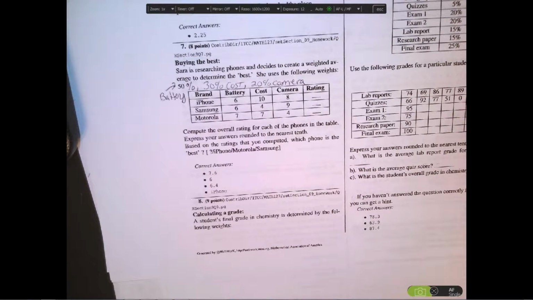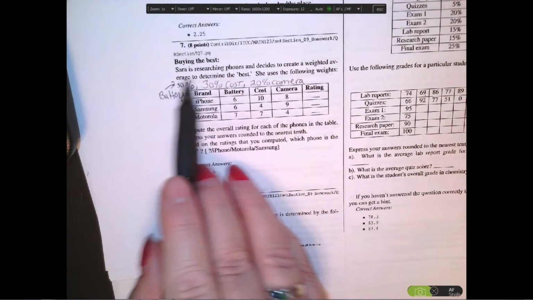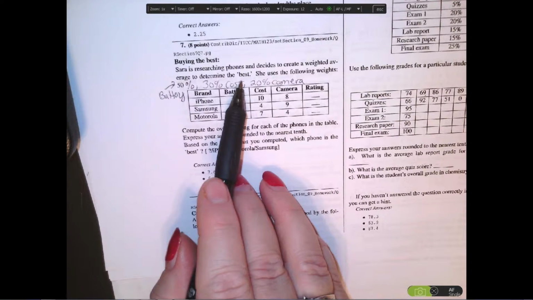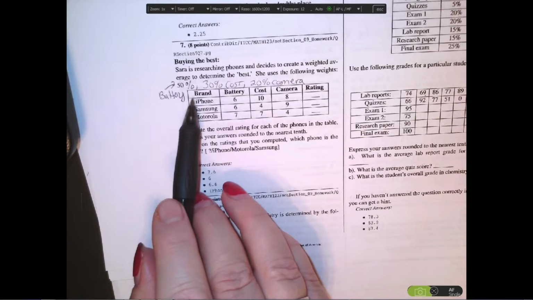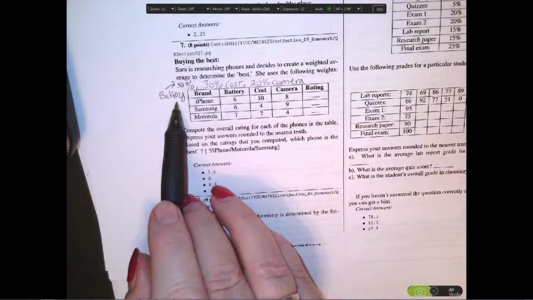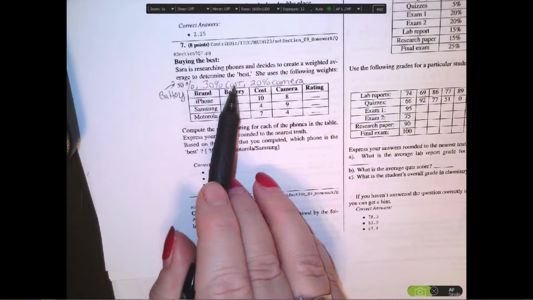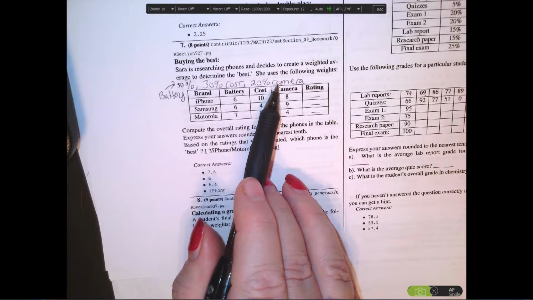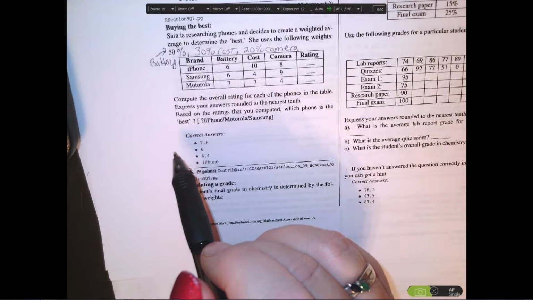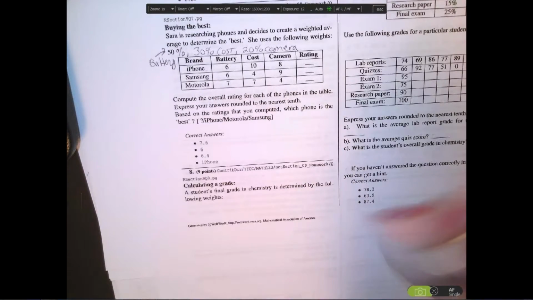Okay, the next one I usually get lots of questions about, so take good notes. Sarah is researching iPhones and decides to create a weighted average to determine the best. She uses the following weights, and then it just didn't print up. In my webworks it said 50% is the battery, 30% is the cost, and 20% is the camera. So what you're doing here is you're actually doing 3 different weightings and then comparing them.